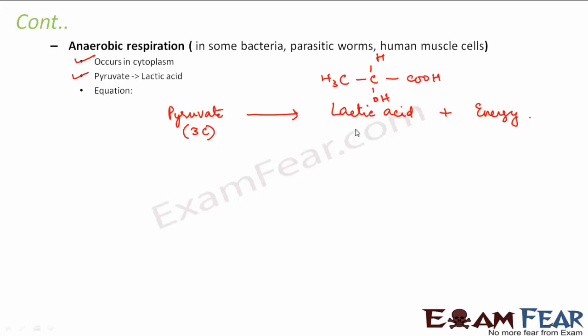So how many carbon compound is lactic acid? It is again a 3-carbon compound. So here also you see that complete oxidation had not taken place, but the conversion of pyruvate into lactic acid is also giving out some energy. So where do you see this? When do you see this in the human muscle cells?